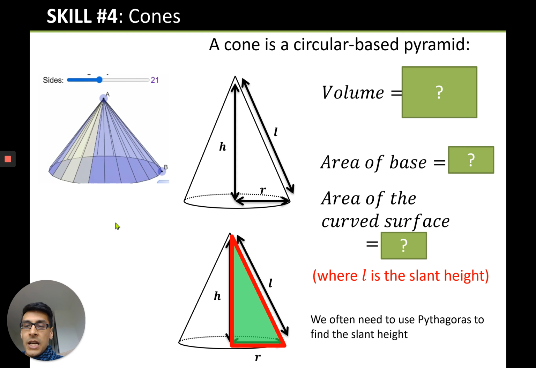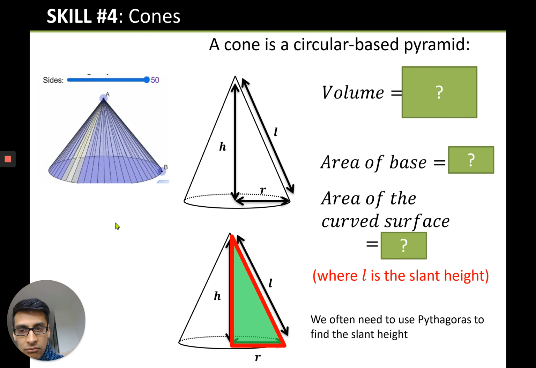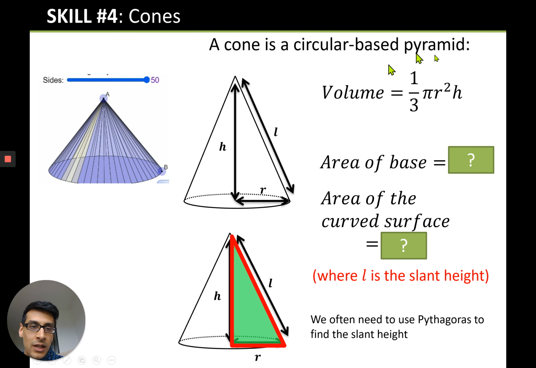You can imagine the formula for the volume of a pyramid is 1/3 base area times height. So for a cone, it's just 1/3 times the base area, which happens to be a circle, times height. So 1/3 pi r squared times height. That gives you this when you just write it out. And the area of the base is pi r squared, like I mentioned.